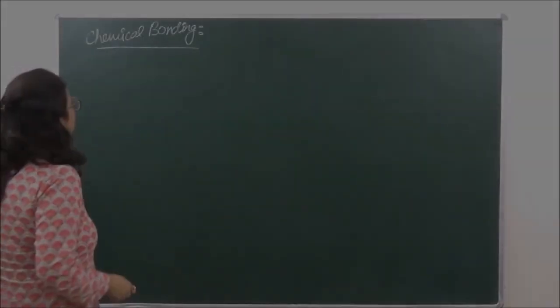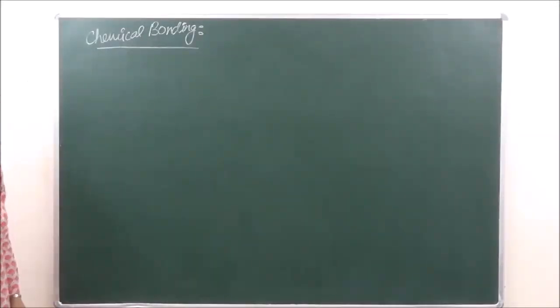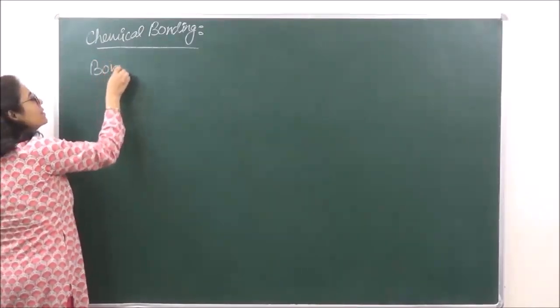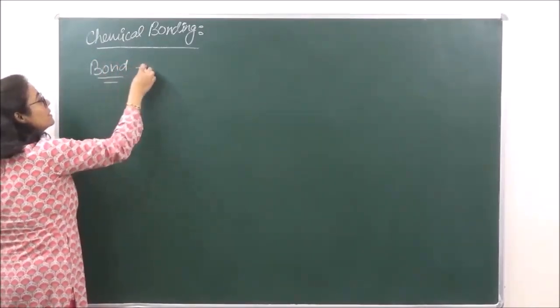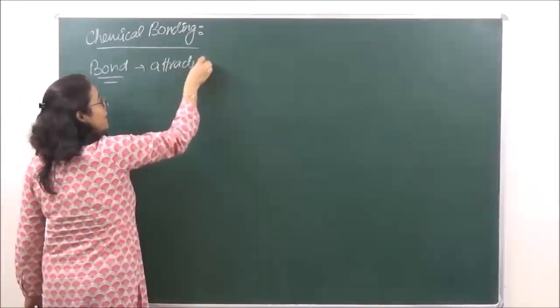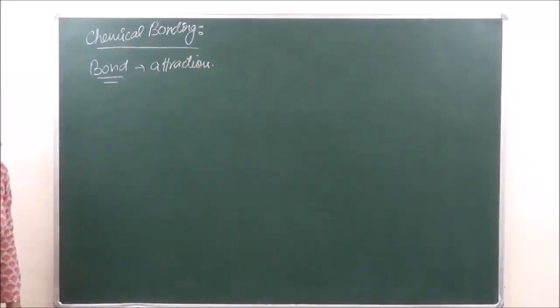Okay, so let's start with our next chapter today, chapter 4, which is chemical bonding. What do we understand by the term bond? Bond basically means attraction, binding one to another. That is what a bond means.